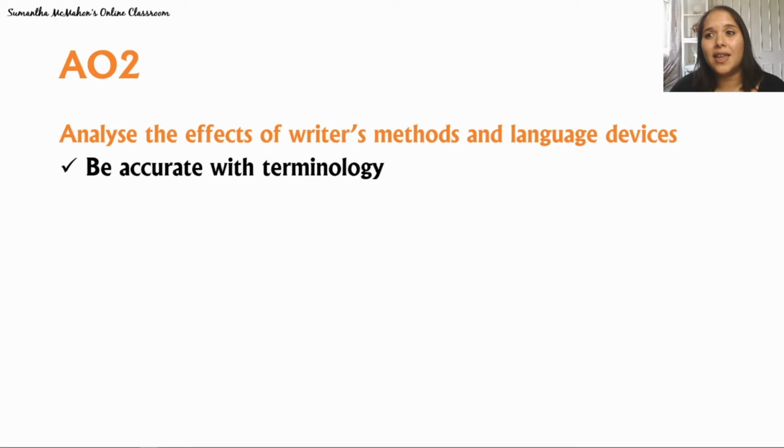Now, the mark scheme wants you to be very accurate with terminology. So what I often teach students are the subtle differences. So for instance, you probably know what alliteration is. It's when you have the repetition of a certain sound, like the repetition of the H sound when you say high heaven. But there are different types of alliteration.